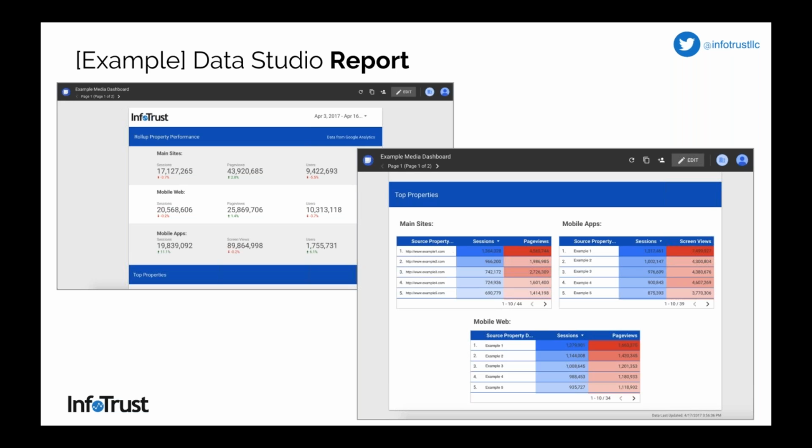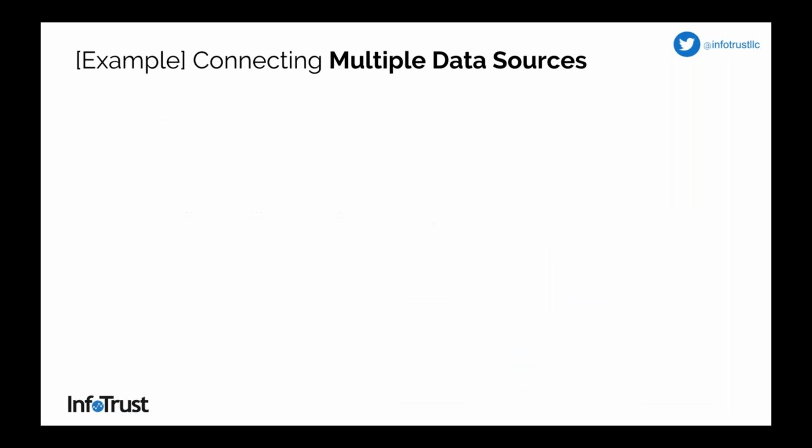So this is really valuable to understand. Last month it was example 1, example 2, example 3. This month, is it changing at all for the main sites, or is it actually staying the same? This is something that they monitor on a regular basis. So that's an example of the Data Studio report.